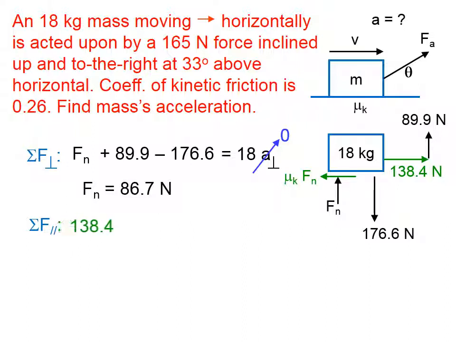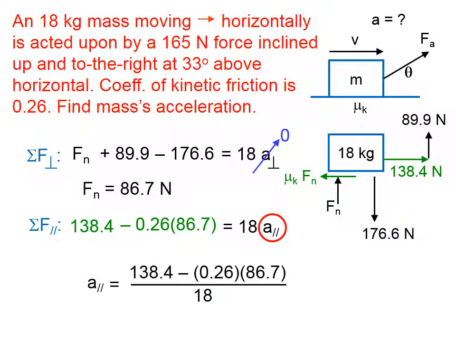Now, we need that number because when we write our second Newton's second law equation, we need the value of Fn. This thing is moving to the right. I like to choose that direction to be positive, so 138.4 newtons to the right minus mu sub k times Fn. Well, we know what the coefficient of friction is, 0.26, and we just calculated the normal force, so that's another force whose value we know. And that should equal the mass, again 18, times the acceleration parallel to the surface. If we solve this equation for the acceleration, 6.4 meters per second squared.